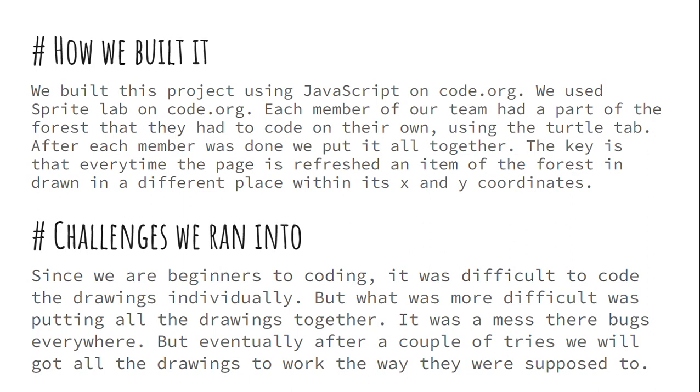How we built it. We built this project using JavaScript on cool.org. We used SpriteLab on cool.org. Each member of our team had a part of the forest that they had to code on their own, using the Turtle tab. After each member was done, we put it all together. The key is that every time the page is refreshed, an item of the forest is drawn in a different place within its X and Y coordinates.